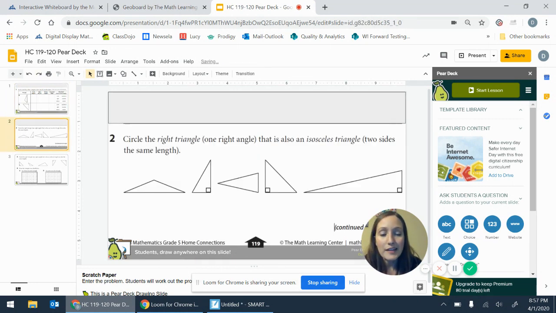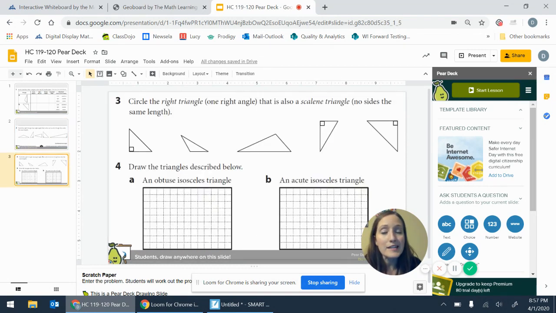Number 2 and 3 are both, you are given what the triangle is. So number 2 is a right triangle that is also an isosceles triangle. Which one is that? Circle it. Number 3 is doing the same thing. This time it's a right triangle that's a scalene also. And then for number 4, you're going to draw an obtuse isosceles and an acute isosceles triangle.